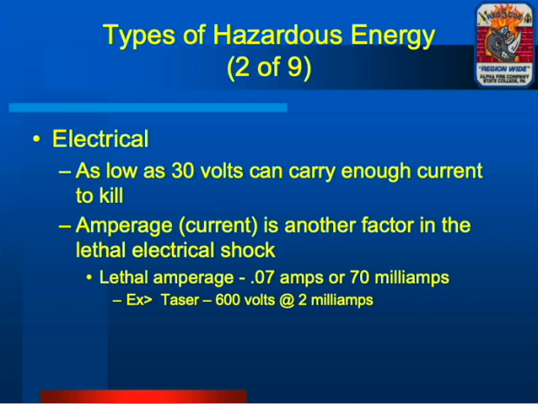A taser works at 600 volts and 2 milliamps. This is why, using that taser idea as an example, a taser generally does not kill somebody. It's only enough to stun them, and that's because it's only at 2 milliamps. If you used 35 tasers at the same time, then you'd probably have enough electrical energy to kill somebody.